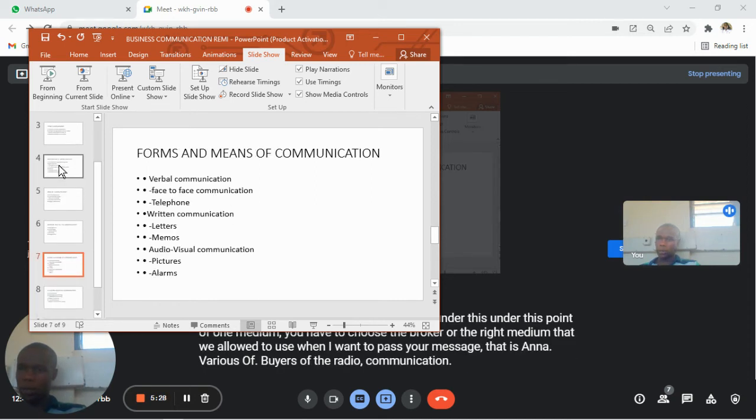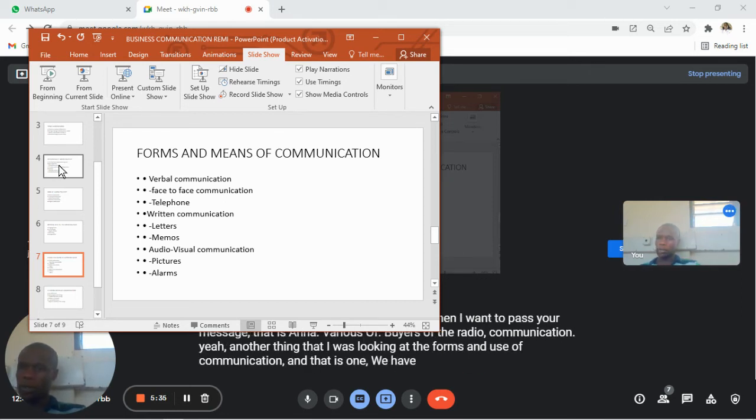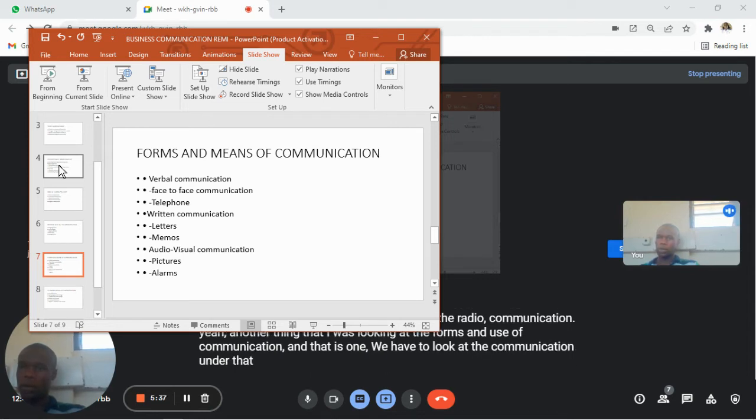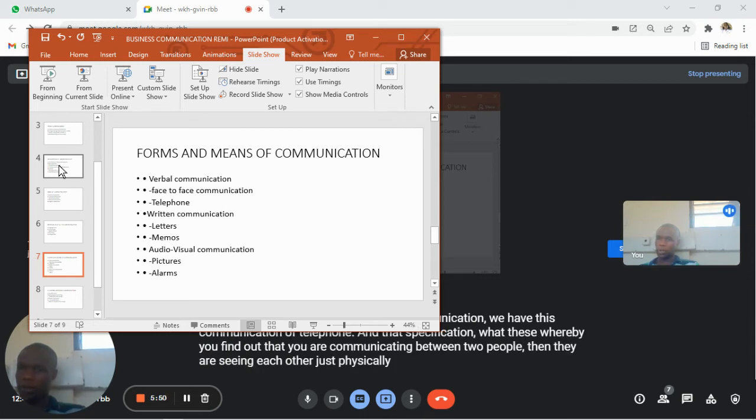Then another thing that we're supposed to look at is the forms and means of communication. Under this one, we have to look at verbal communication. Under verbal communication, we have face-to-face communication, we have telephone. Face-to-face communication is whereby you are communicating between two people, and they are seeing each other physically. That is the explanation for face-to-face communication.